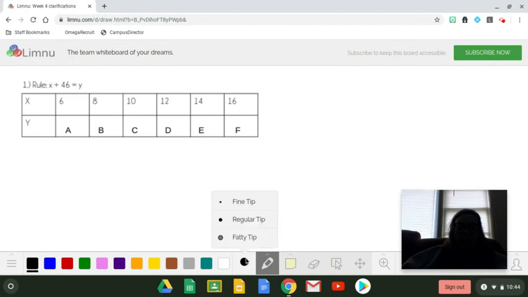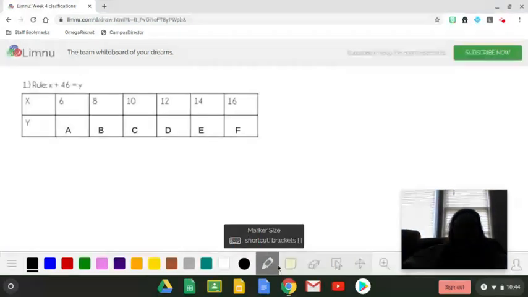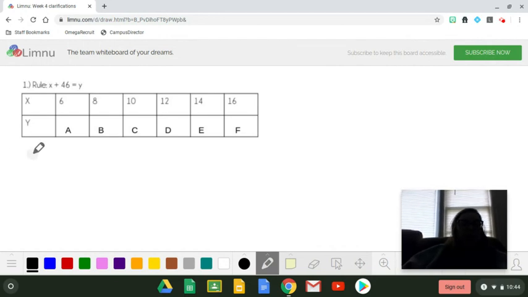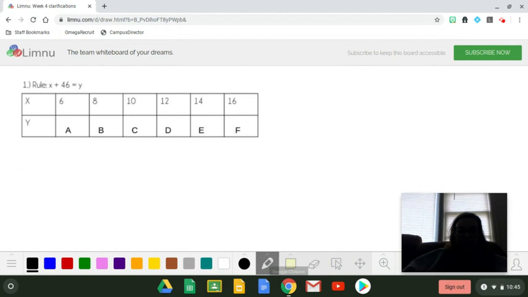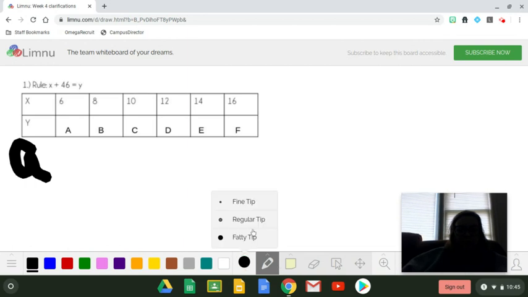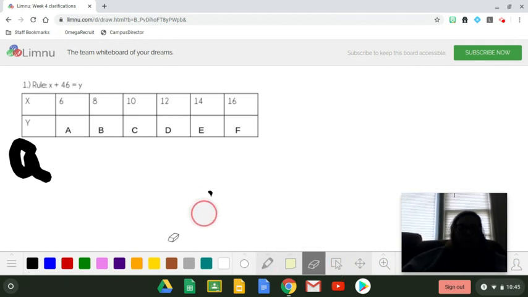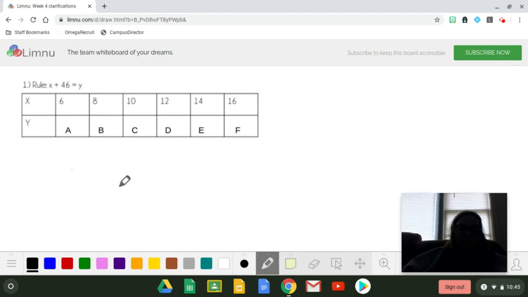So let me make sure I have, I'm going to use this one. Okay, so if we have, for example, for A, that's way too big. Sorry. If we have A, why is that still huge? There we go. Okay. If we have A, we have x plus 46 equals y.